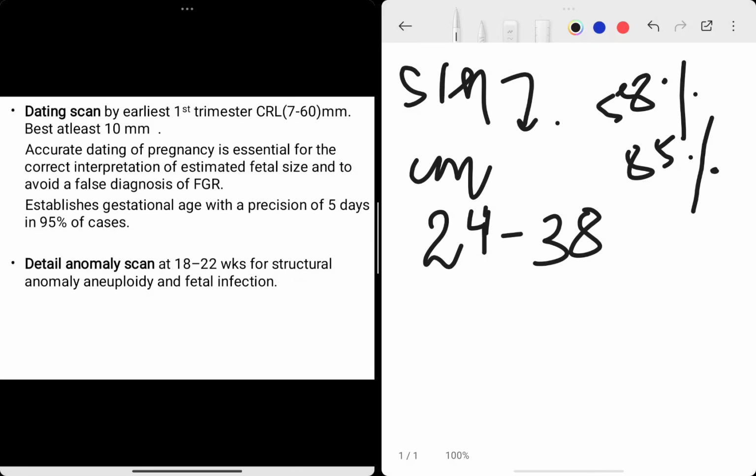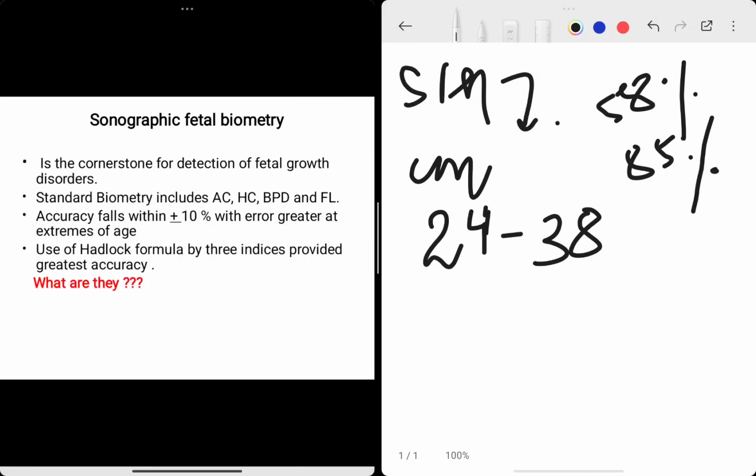Now a detailed anomaly scan should be done to detect any structural anomaly, aneuploidy or the fetal infection signs, because these etiologies are responsible for fetal growth restriction in the fetal factors. Now USG can also detect fetal biometric parameters, and it is the cornerstone for detection of fetal growth disorders. Standard biometry includes the abdominal circumference, the head circumference, the biparietal diameter, the femur length, and the accuracy is around 10% with error greater at extremes of age. Use of the Hadlock formula with 3 indices provides great accuracy.